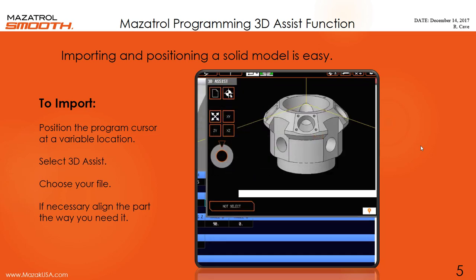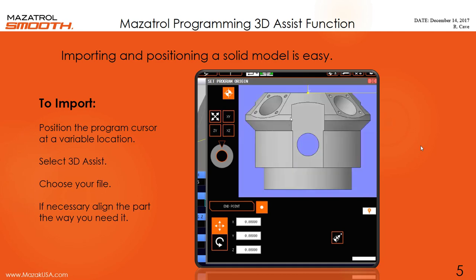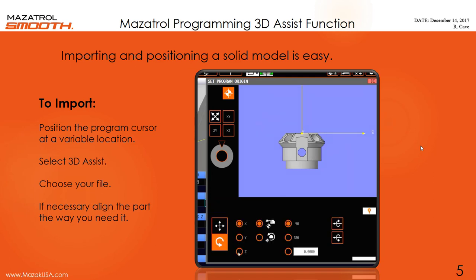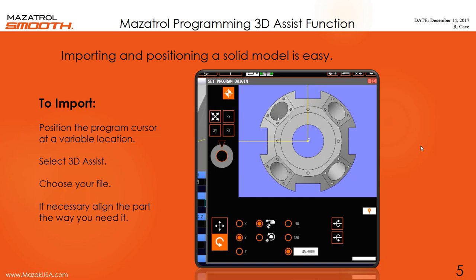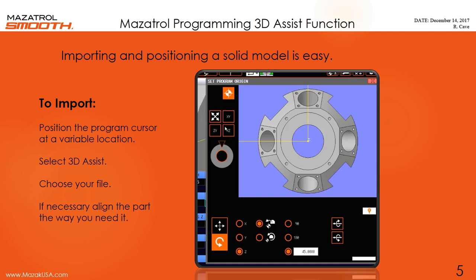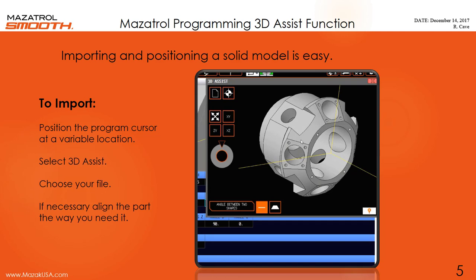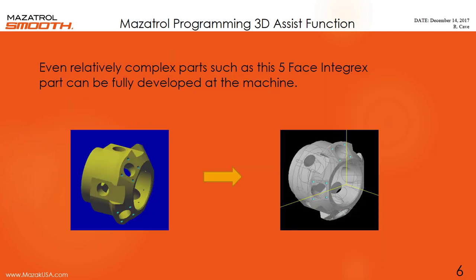Once brought in, you can use this Home Set button to orient your part the way you want it inside the machine. In this example, I'm going to rotate the part around the Y-axis 90 degrees to put it in line with the Z-axis of my Integrex 200, but I'd also like to rotate the face 45 degrees around the Z-axis to align that angled face with my X0 positioning. Now that I have the model oriented the way I want it, I'm ready to continue with my program. Even relatively complex parts, such as this 5-face Integrex part, can be fully developed at the machine using 3D Assist.